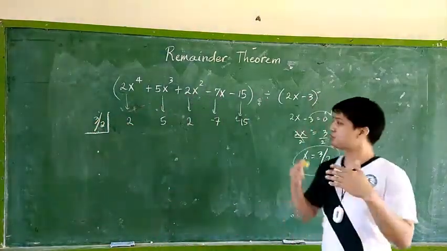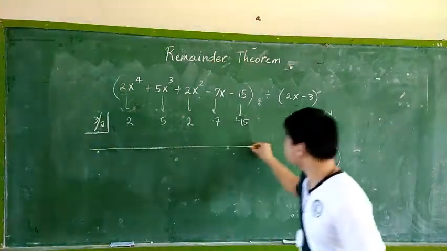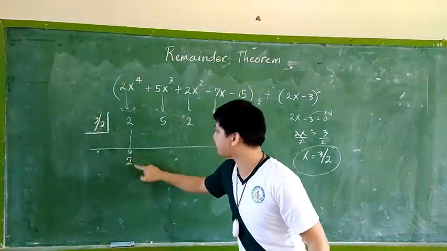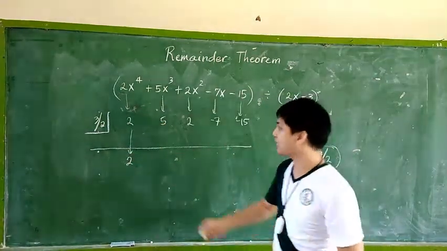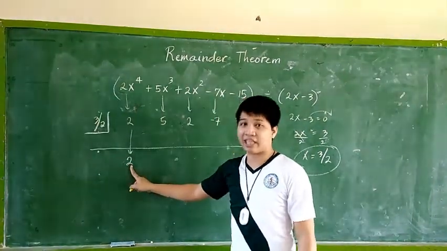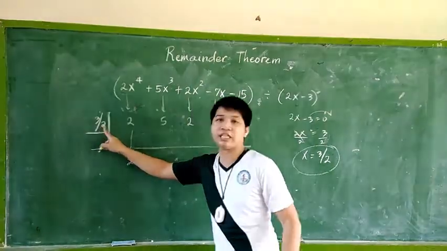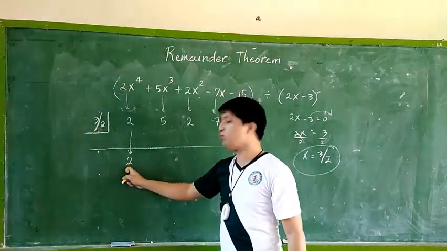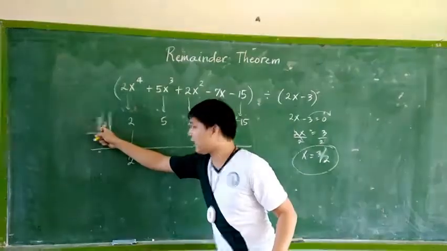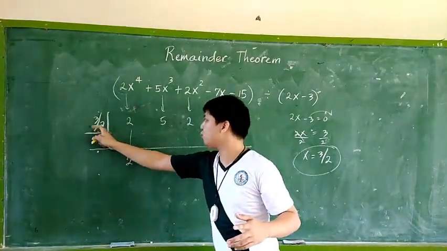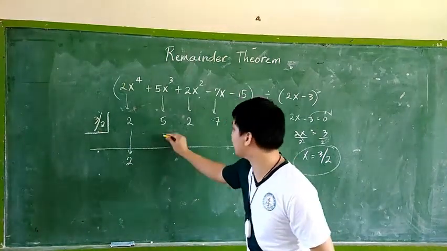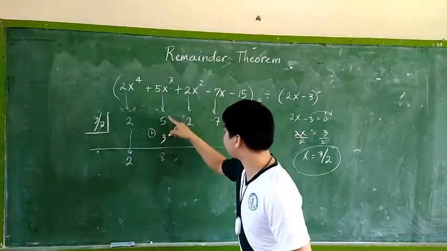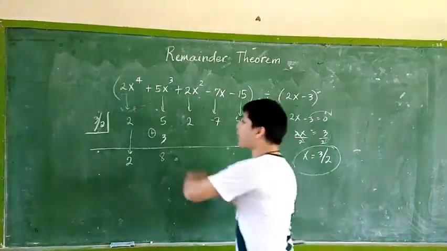Okay, again, let's proceed to the steps in using synthetic division. So this one, bring down 2. Then you multiply it. So 3 times 2, that is 6. And then divide it by 2, since you have a fraction. Again, I repeat, 3 times 2 is 6, and then divide it by your denominator, 2, which is 3. And then add, which is 8. 5 plus 3, 8. Repeat the process.